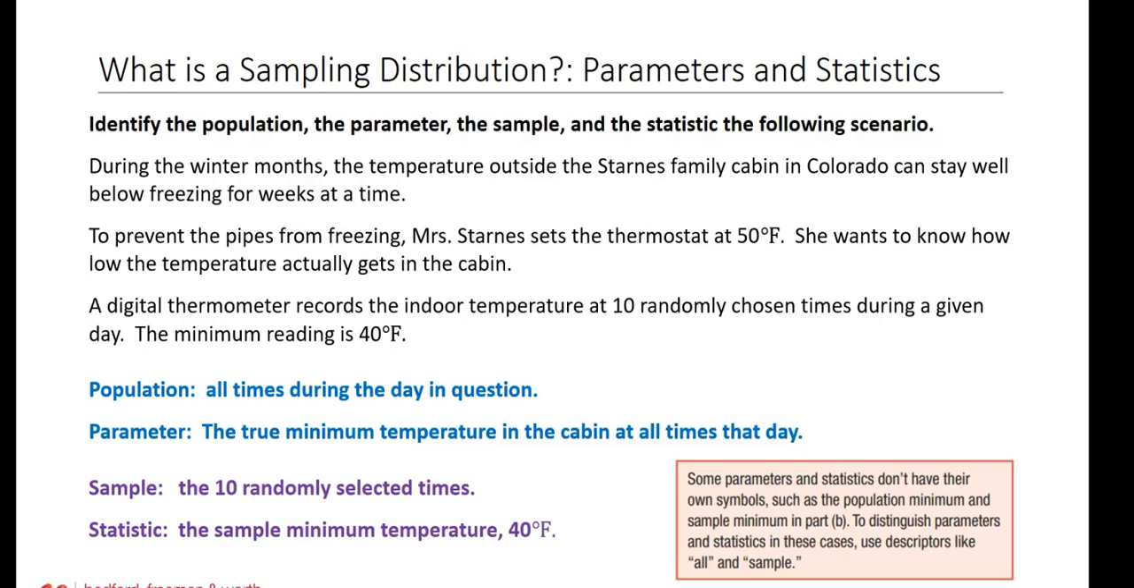Okay, so in this case, it's hard to use a lot of symbols because we're talking about minimum temperatures. There's not a symbol for that. What they're saying is, when you talk about population, notice they said the words all times during the day. All or true describes population, whereas the word sample describes when using a statistic. So in the population parameter, they use the words all and true. That indicates it's talking about the population there.